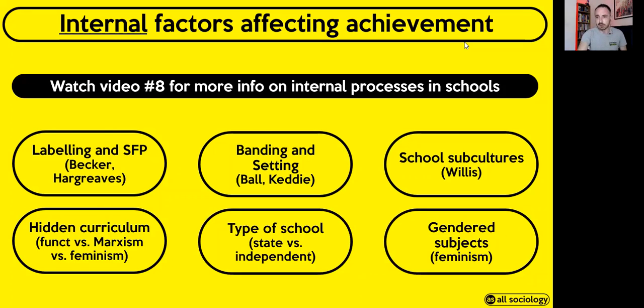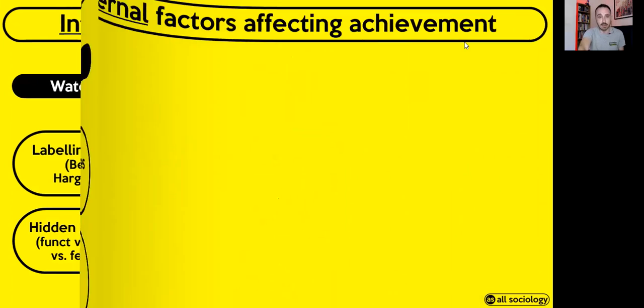So by that, what we mean is that certain subjects are more appealing or seem to be more appropriate for boys or girls. And the classic example I always do is I split technology or design and technology into those traditionally masculine subjects like engineering, resistant materials, metalwork, woodwork, those kind of things, and the traditionally feminine subjects like food technology and textiles. Okay, so there's just a bit of a basic background on internal factors affecting achievement. But as I say, go back to the previous lesson, or the previous video, should I say, which is number 8, where I go through all of that stuff in a lot more detail.